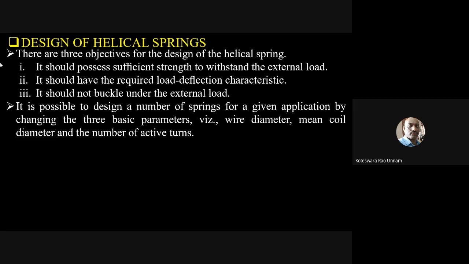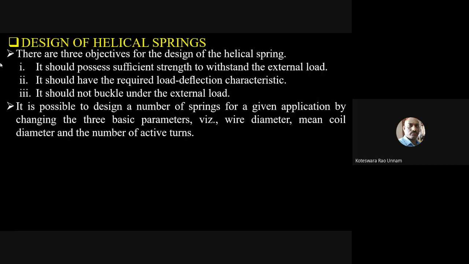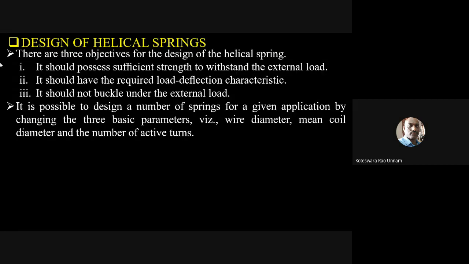The rest of the parameters are derived from these parameters only. Once you have wire diameter, mean coil diameter, and number of active turns, then the remaining parameters, that is solid length, free length, or the number of inactive coils, will all be derived from these three parameters. So if anybody is talking about the design of the spring, it means determination of these three parameters: wire diameter, mean coil diameter, and number of active turns.